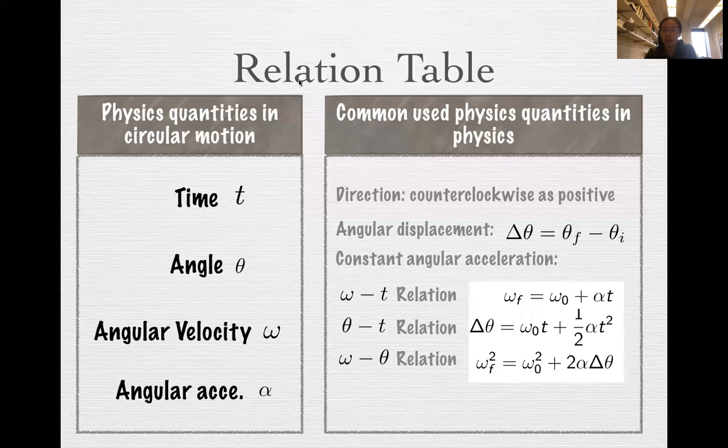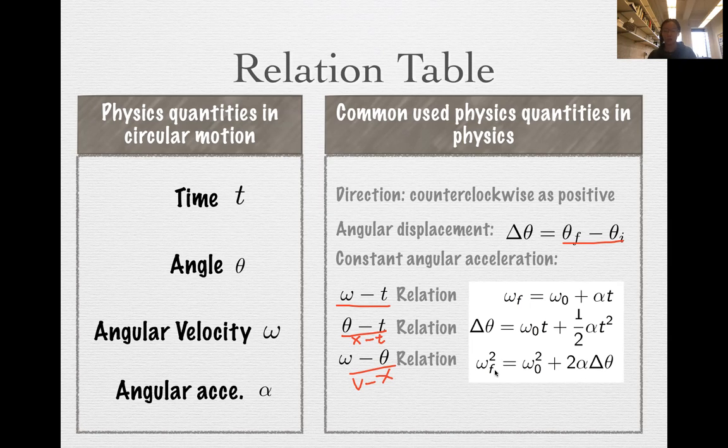For example, angular displacement is just a change in angle. Omega is angular velocity. Our usual v-t relationship in the angular version is similar: v final equals v initial plus a t. This is our usual x-t relationship: change in position is v_i t plus 1/2 a t squared. And this is our usual v-x relationship: v final squared equals v initial squared plus 2 a delta x.